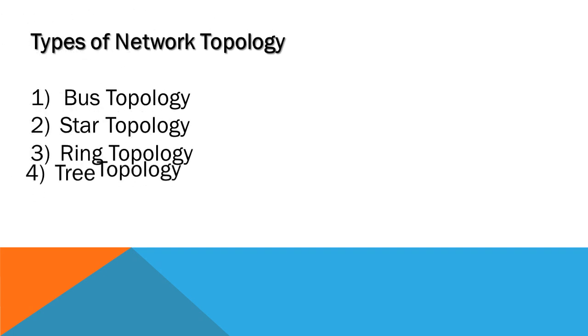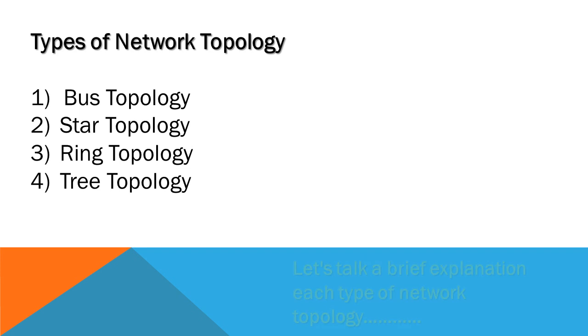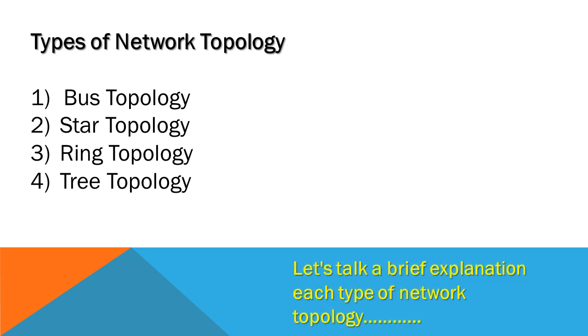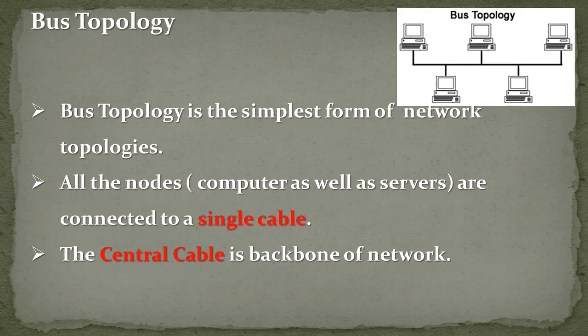Next, types of network topology. Network topologies are of 4 types: bus topology, star topology, ring topology and tree topology. Let's talk about a brief explanation of each type of network topology. Let's talk about bus topology.